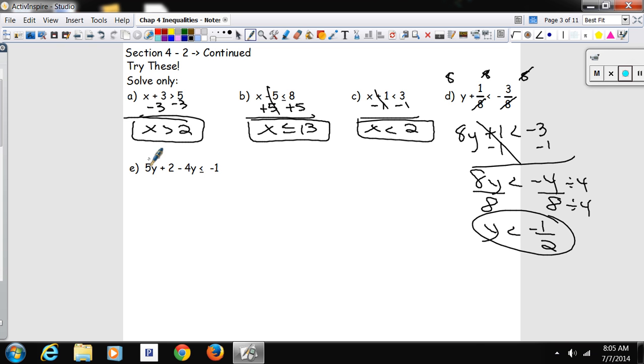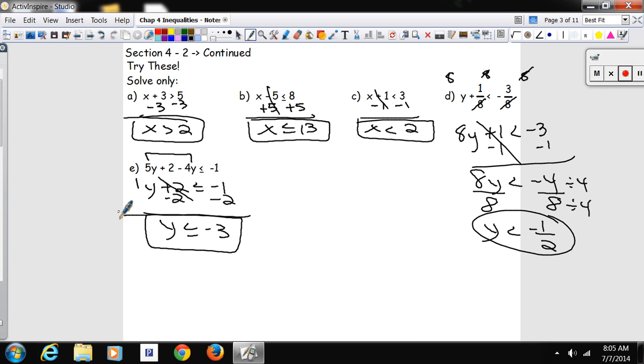5y minus 4y is just 1y. You could put 1y or you could just put y. And then plus 2, bring that down, is less than or equal to negative 1. Subtract your 2. Y is less than or equal to negative 3.